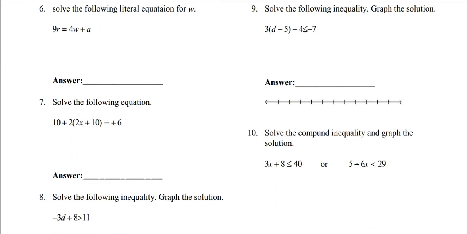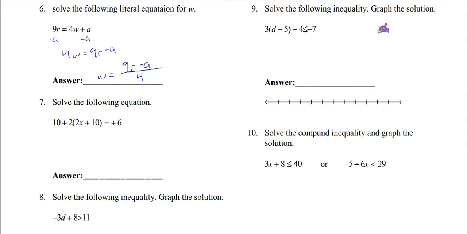We're going to solve these literal equations. That means our solution is not going to be so easy as letter equals number, but letter equals all the stuff that letter isn't, all the other stuff. So we're going to solve for w, which means let's first cancel out this plus a, which means we're going to subtract a from both sides. So 4w is equal to whatever 9r minus a is. Divide by 4, and w is equal to 9r minus a, all divided by 4.